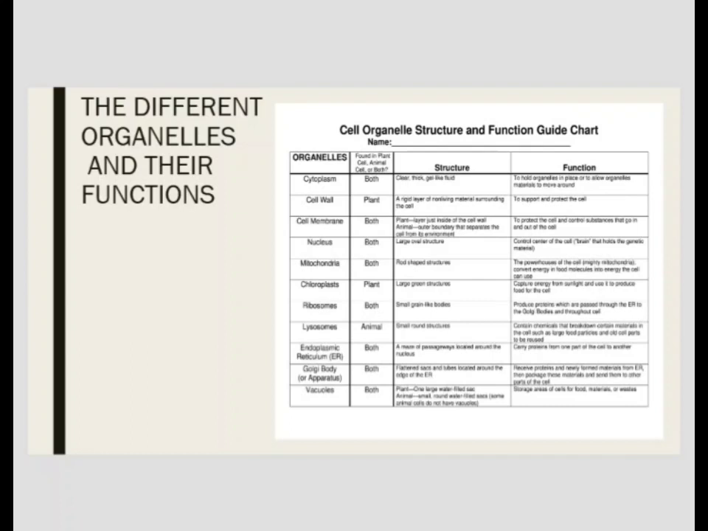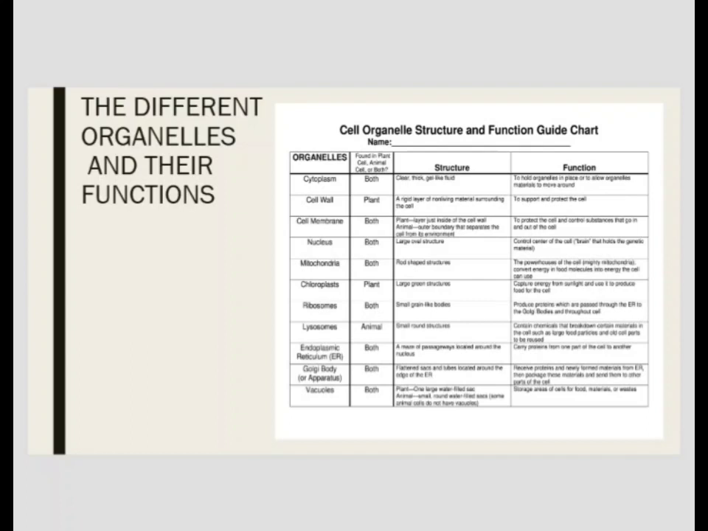The next is the cell membrane. It is found in both animal and plant cells. The structure in plants is the layer just inside of the cell wall. In animals, it is the outer boundary that separates the cell from its environment. The function is to protect the cell and control the substances that go in and out of the cell.